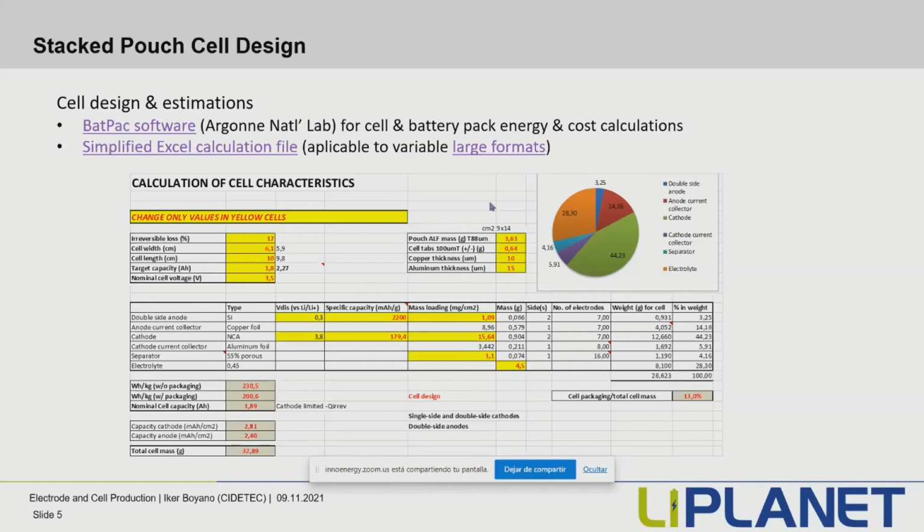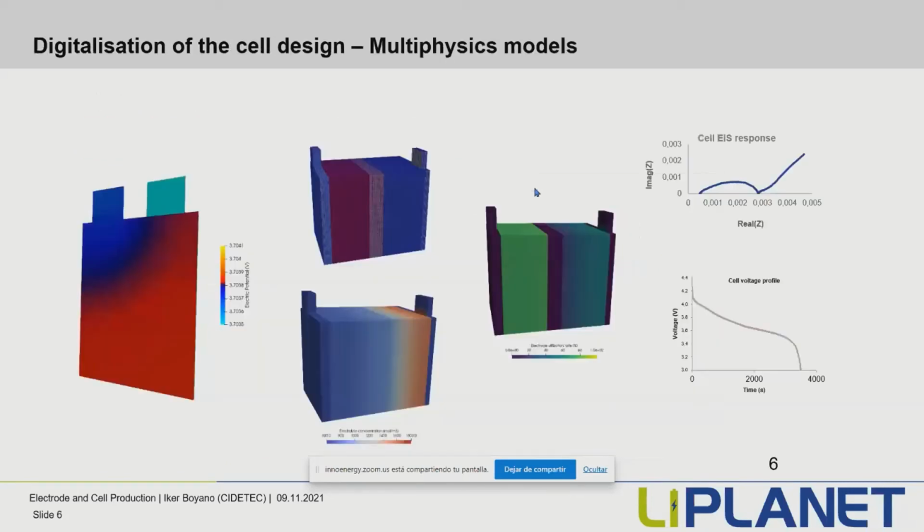Then working with the Excel is quite good, but sometimes you have problems that you face when you are working on the production of the cells. But these tools are useful to know how to start working with the cell. Another tool, but it's not really a tool: nowadays the digitalization of the cell, the modeling, is very important, and it can help you a lot at the beginning to know how the cell works.